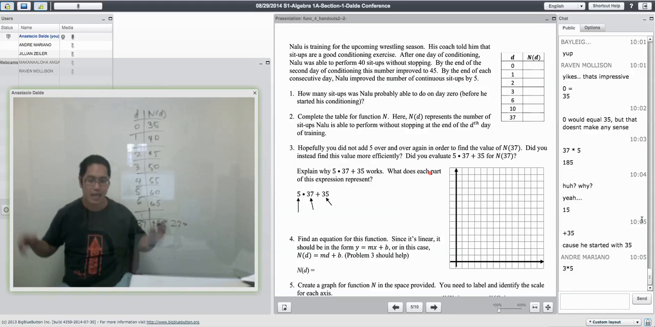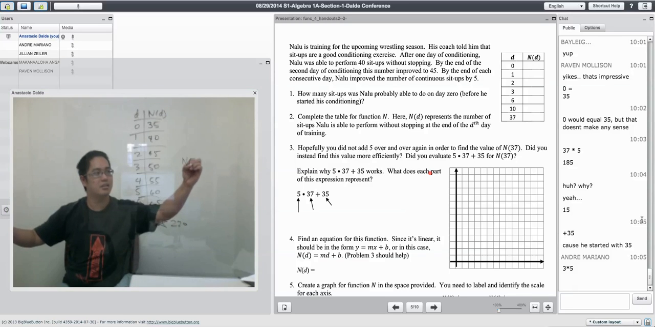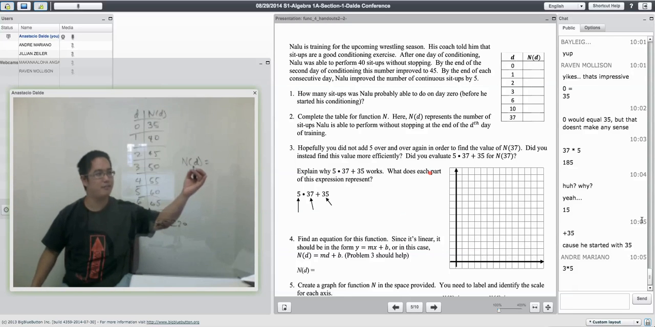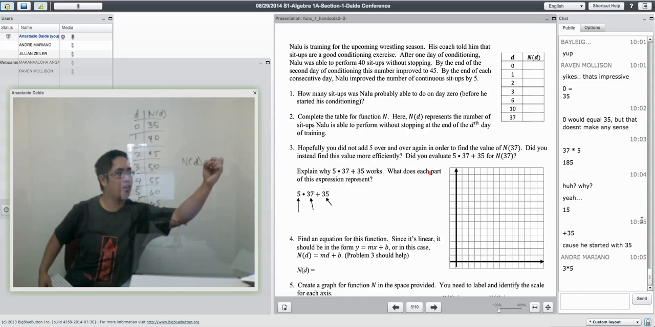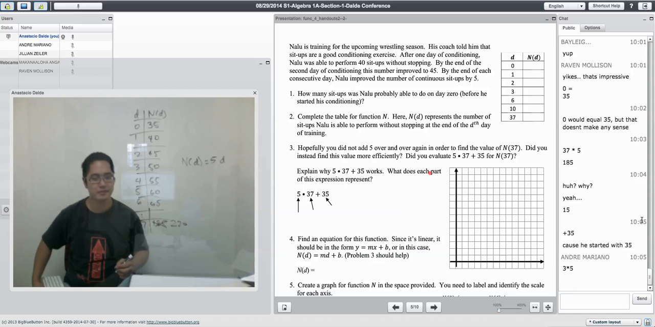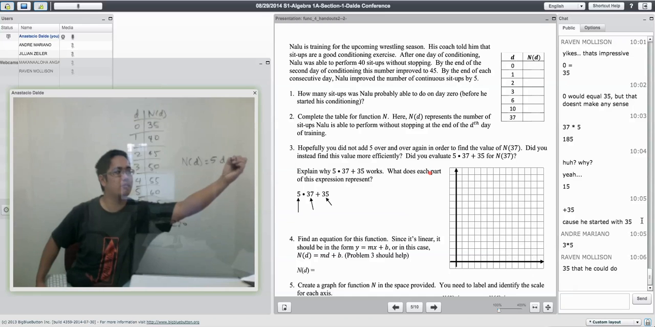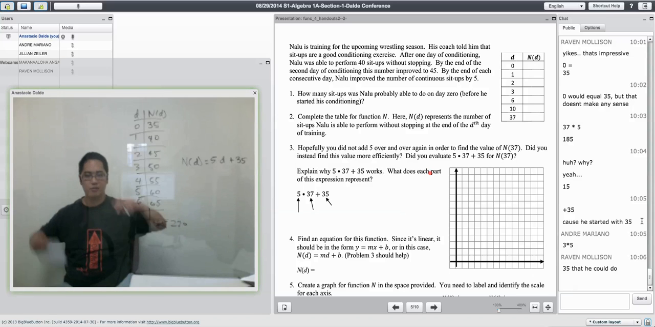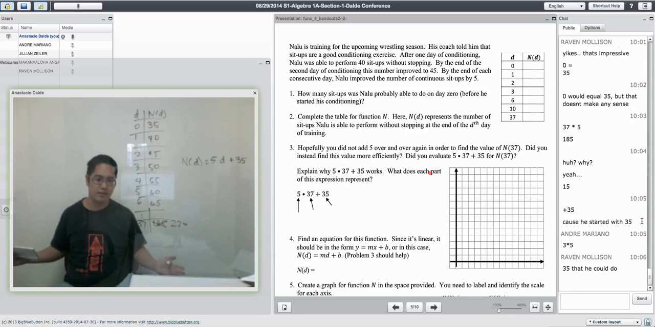But anyway, absolutely. So the equation is the number of sit-ups he can do per day. So this is saying the number as a function of days is equal to 5 times the days, right? Plus what? Plus 35, plus the original spot that he started off at. 5d plus 35. We just figured out the equation. Now you're going to need to graph that equation. You've made the table, graph it.